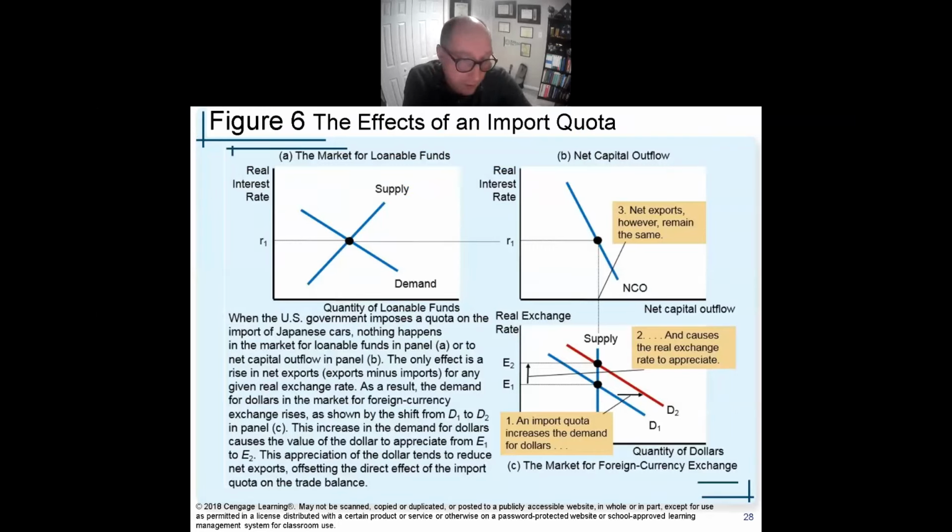So what about loanable funds? The import quotas, yeah, I mean it'll actually increase the demand for loanable funds to some degree, but it's really just a change in the exchange rate. Exchange rate goes up when we have import quotas. Everything else typically remains the same.